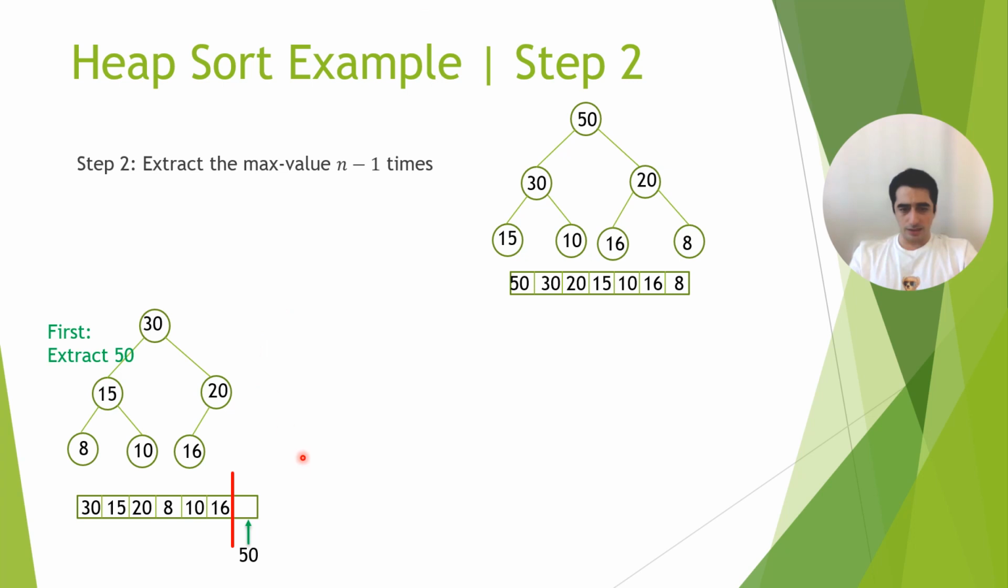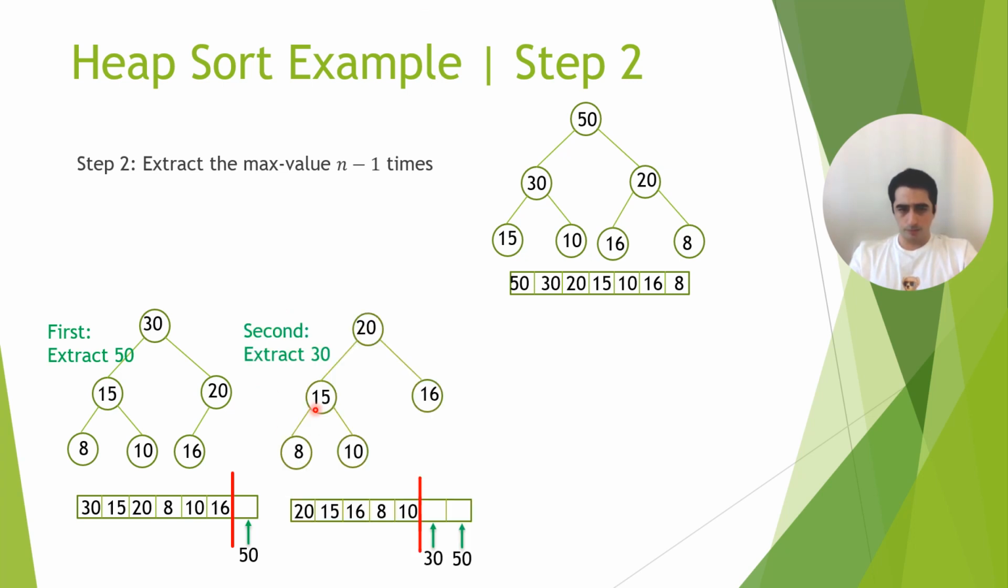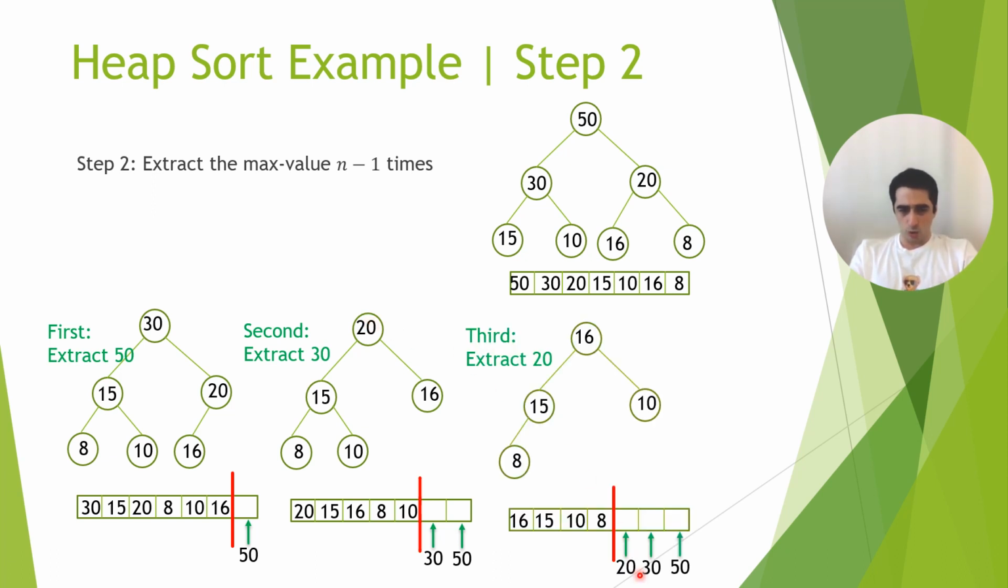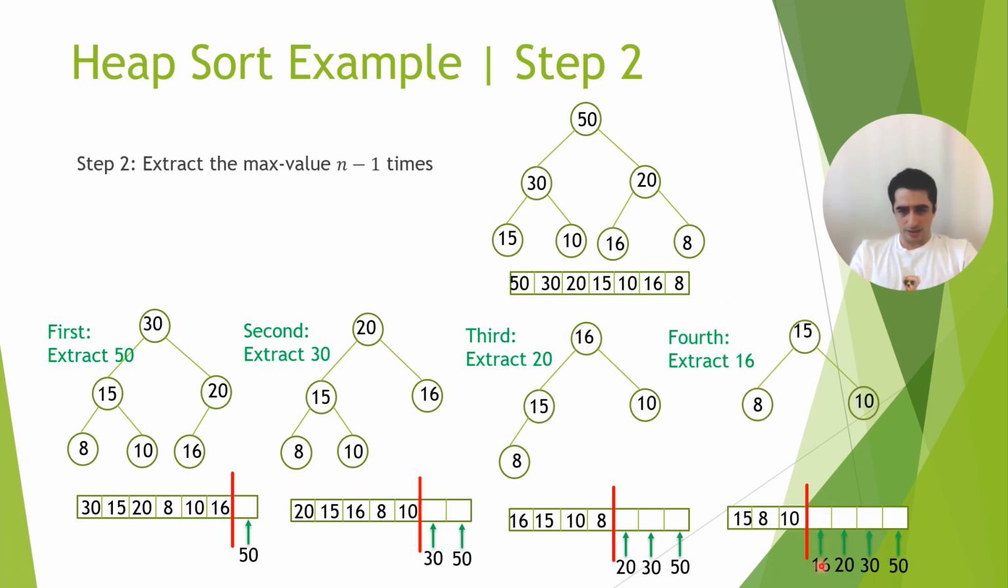Then after this step, you're going to extract 30, extract max again. The 30 will be placed here. Now 20 becomes the next maximum element, so 20 becomes the root after doing the percolate down. Then you have to do it again, extract max again. 20 will be here, now 16 is the root. Then do it again, 16 will be the next element, 50 will be the root.